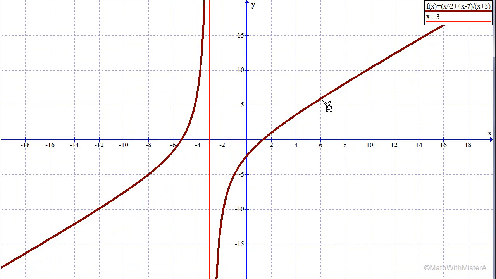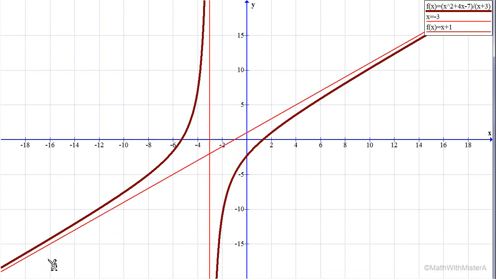Let's drop in this line. I would do some algebra to find that the equation of the line, the diagonal or the oblique asymptote, is y equals x plus 1, and we do see our graph running right alongside of it.